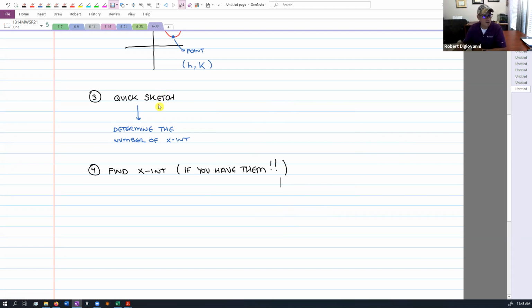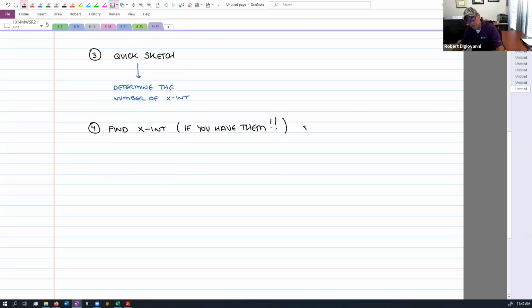See, step 3 might tell you you don't have any. If you don't have any, you're going to skip step 4. Are y'all clear on that? Step 3 tells you how many you have. If you do not have any, you will skip step 4 because you're going to be trying to find something that doesn't exist. So skip if you have 0 x-intercepts. Okay, so remember that you want to skip this step if you have none.